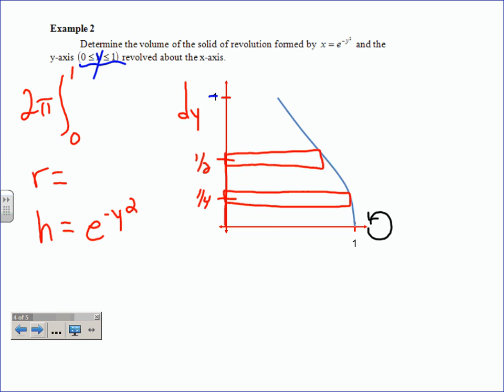Is the radius 1/4? And let's just try one more, 3/4. If I went there, is that radius 3/4? Again, distance to the axis of revolution. It is because I chose the x-axis. So in this case, the radius is just y. So it's 2 pi times the radius times the height times the width, which is dy.